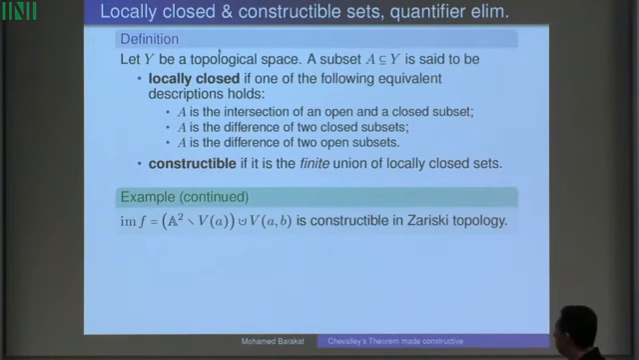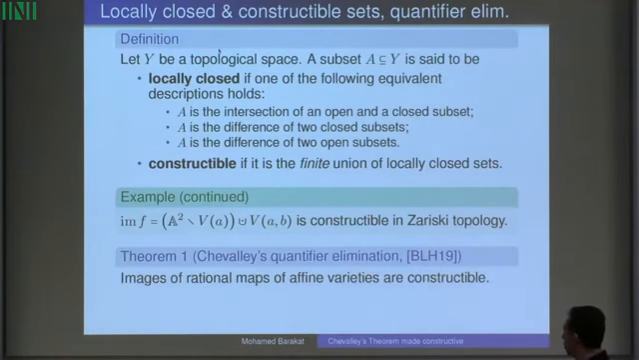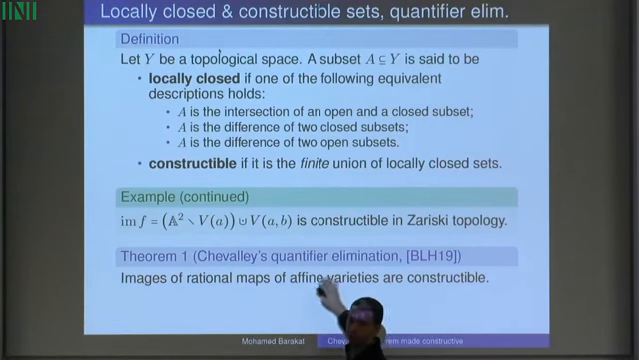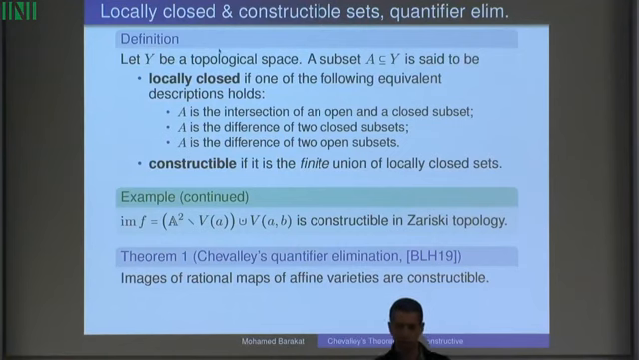And in fact, it is exactly the statement of Chevalley's quantifier elimination theorem, which says that images of rational maps of affine varieties are constructible. This is the one we are aiming at. You can drop the affine and then deduce everything from this theorem. This is the one that generalizes to more arbitrary maps, to maps between affine varieties. But they all boil down to showing this one.